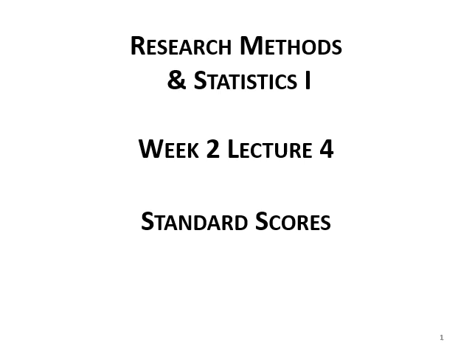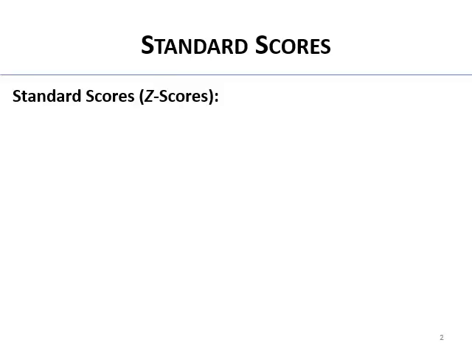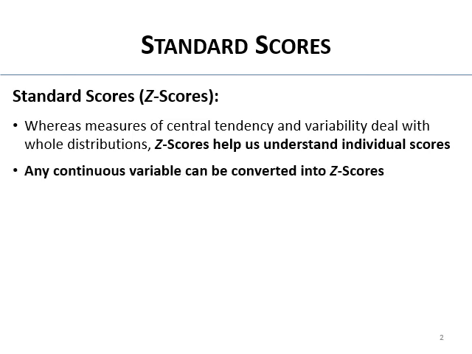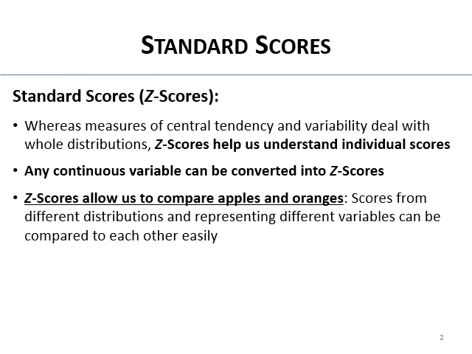So week 2, lecture 4, our final lecture this week is on standard scores. Standard scores, sometimes called z-scores, whereas measures of central tendency and variability deal with whole distributions, z-scores help us understand individual scores just by looking at the score. Any continuous variable you can convert to z-scores.